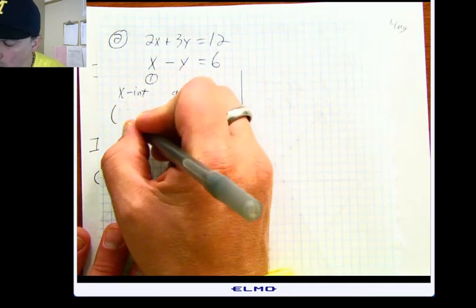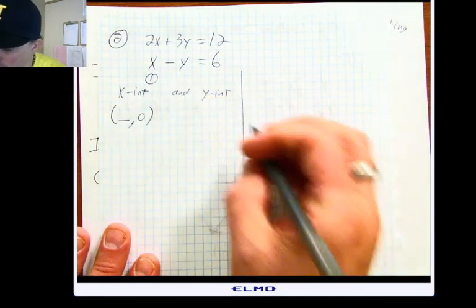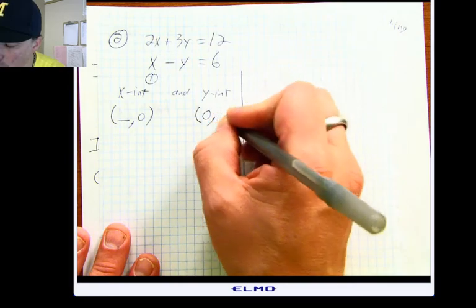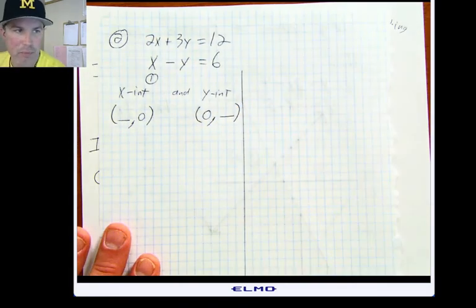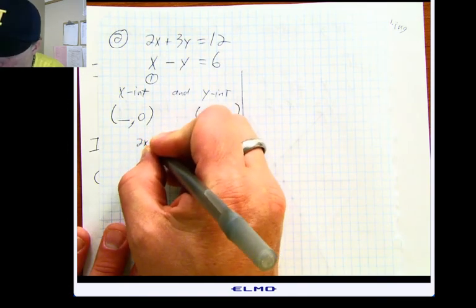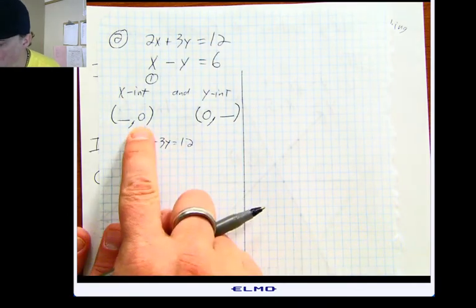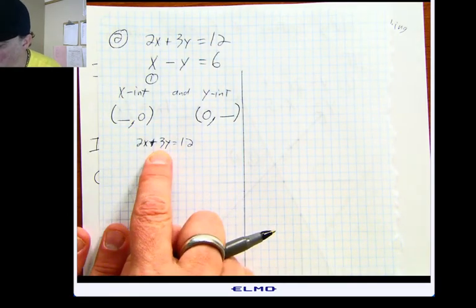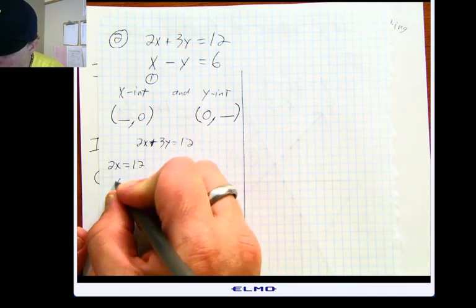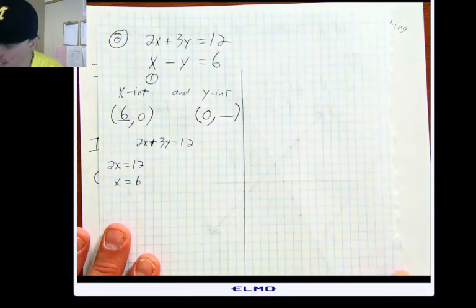X-intercepts: when the y-coordinate is 0, what is the x? The y-intercept: when the x is 0, what is the y? So you need to do this with both equations. You first start off with 2x plus 3y equals 12. I plug in 0 for the y. 3 times y is just 0. This becomes 2x equals 12. Divide both sides by 2 and x equals 6. So the x-intercept is 6.